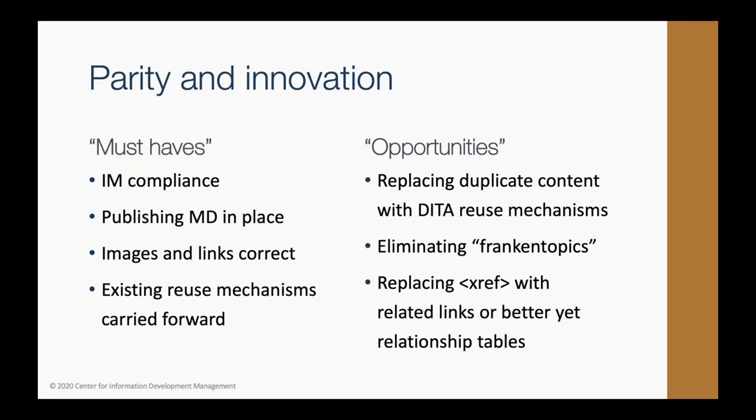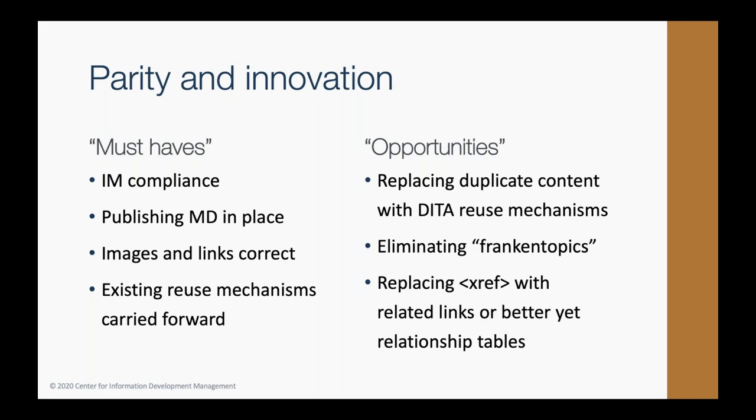So some opportunities for improvement that could have a good return on your investment, that conversion may be able to help identify, is replacing duplicate content with a DITA reuse mechanism such as content references or library topics, keys, or conditions. And that's a really big one. If you have a high percentage of duplicate content in your content corpus, then eliminating even 20% means that's 20% less content that your writers have to support as you move forward. That's a pretty big return on your investment.